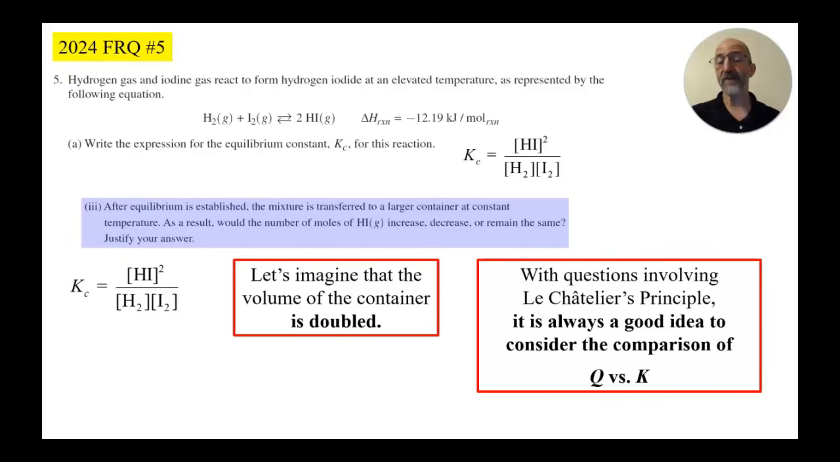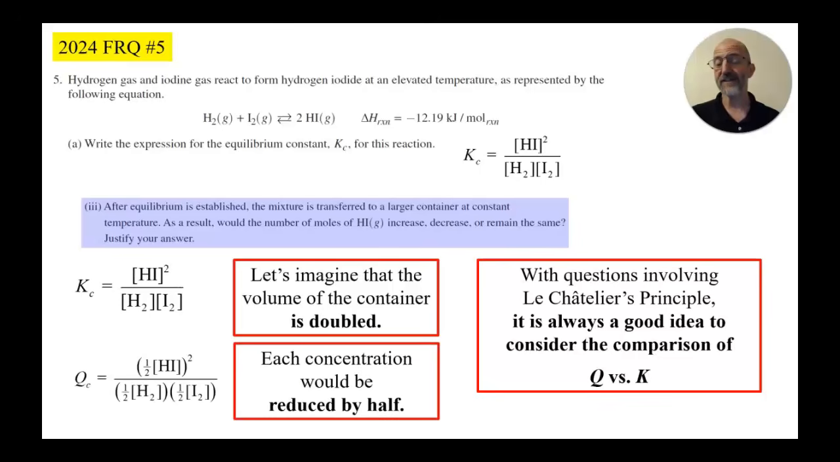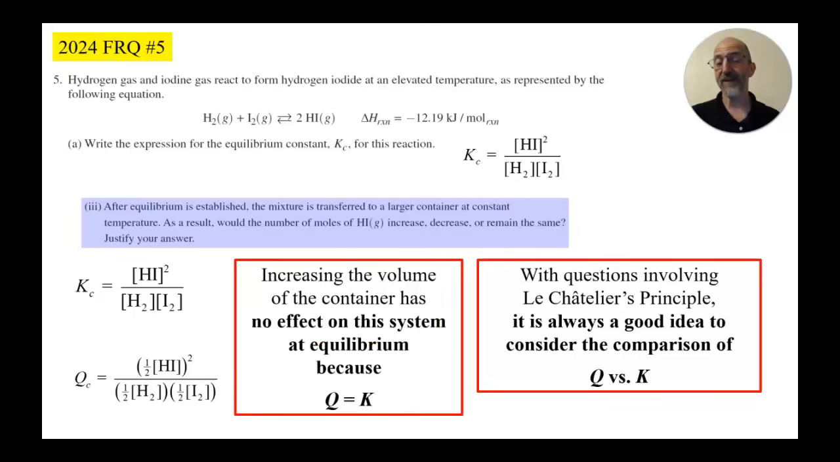If you double the volume of the container, you're cutting each of the concentrations in half. And now that's my reaction quotient. So I have 1/2 times HI, which is squared, over 1/2 times H2, 1/2 times I2, and it turns out mathematically, if you increase the volume of the container for this system, Q remains equal to K. So will the number of moles of HI increase? No. Will the number of moles of HI decrease? Also no. They will remain the same because Q remains equal to K.